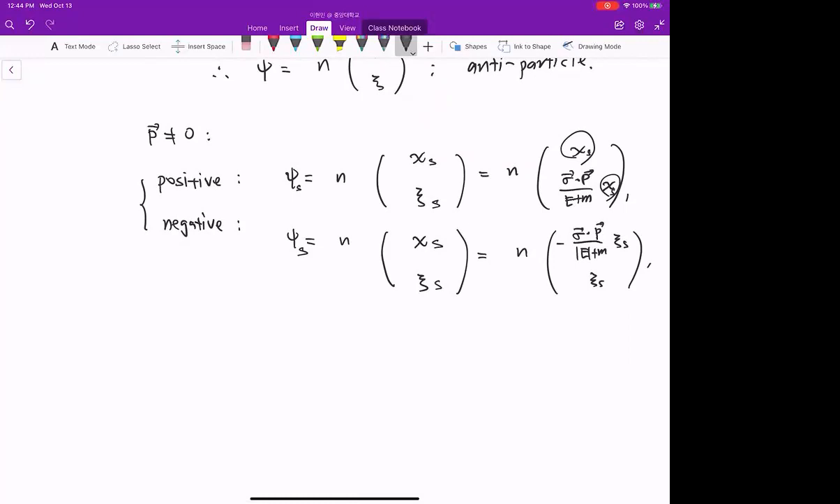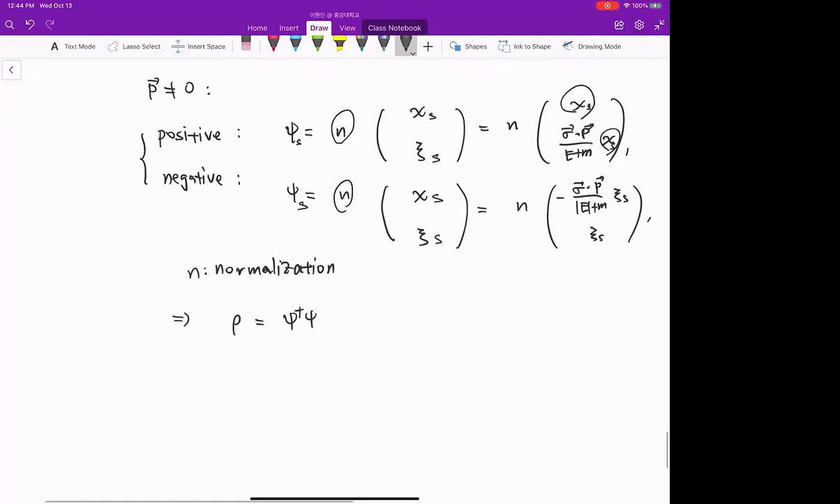And then we can determine the normalization constant n. This n is the normalization. So we choose the normalization condition. So energy, so this is probability density equal to 2 times energy. So with this normalization condition for both positive and negative energy.